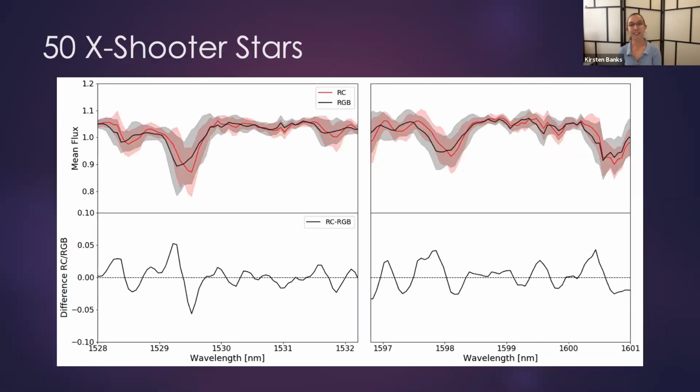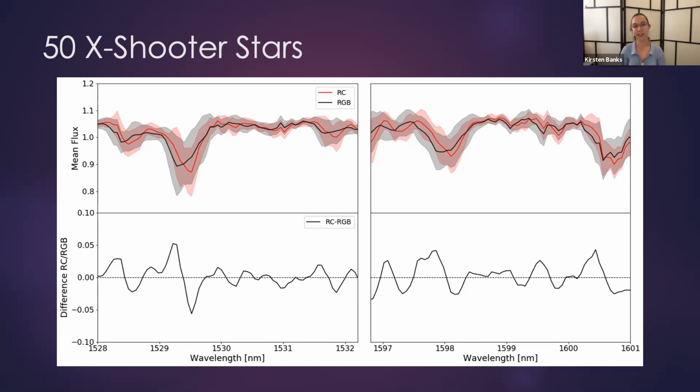So as a first step, we are investigating this spectroseismic connection and applying it to the Cannon in a similar way on 50 X-shooter stars, which is approximately the minimum number of stars required for the Cannon to return a reliable model. So we are currently in the early stages of this analysis. Here we'll attempt to demonstrate that we can detect these spectral differences between the red clump and the red giant branch stars at low resolution, which is about 10,000 for X-shooter spectra.